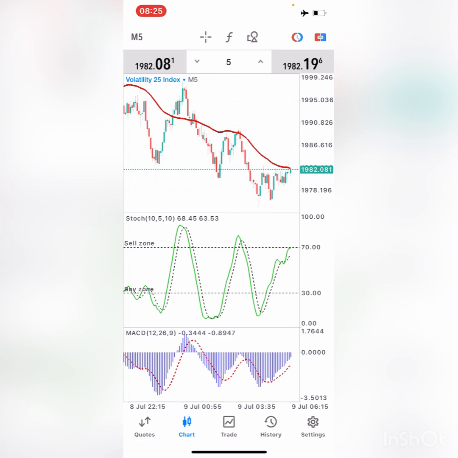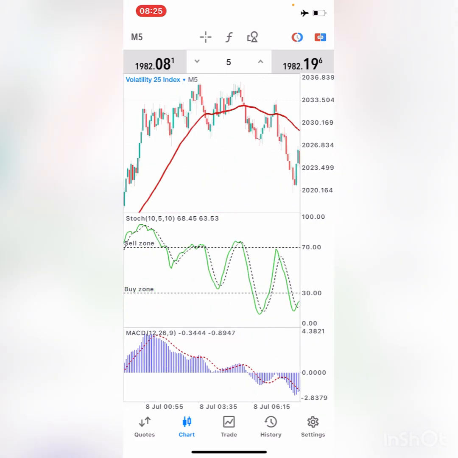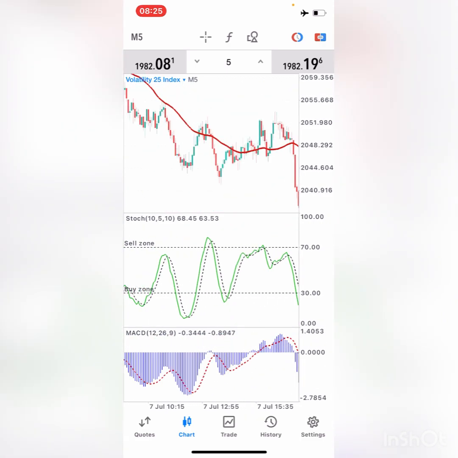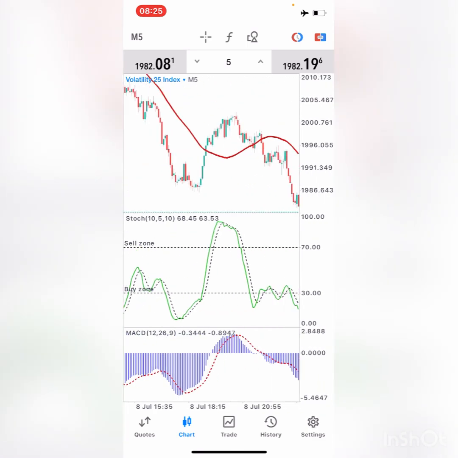Probably you're now wondering, what are the conditions for you to enter into a buy or for you to enter into a sell trade? Okay, and this is what we want to discuss.